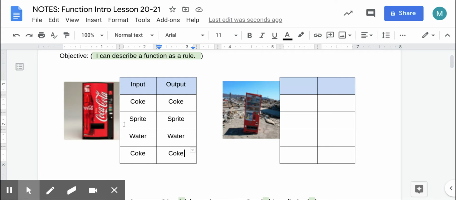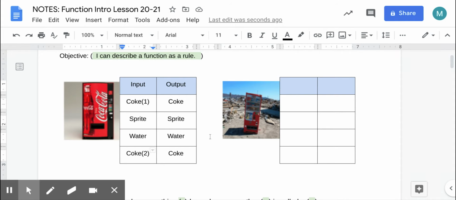Now, something to note, we're using pop names. In the real world of mathematics, these are going to be numbers and they don't have to be exactly the same. For example, this Coke machine maybe has more than one button that says Coke. So I might hit Coke button 1 and get a Coke. I might have another button for Coke that's separate and I still might get a Coke. So as long as what I input is my expected output, I'm good.